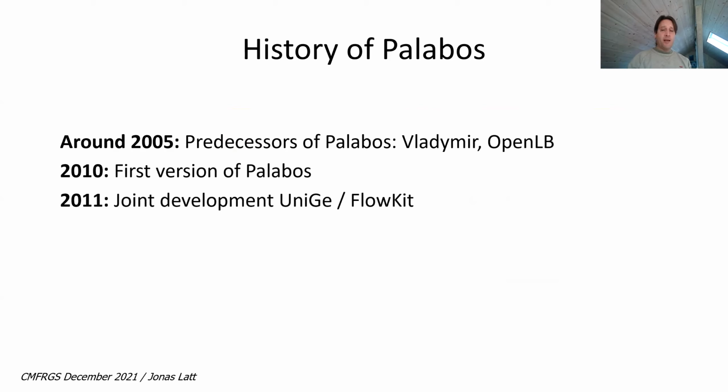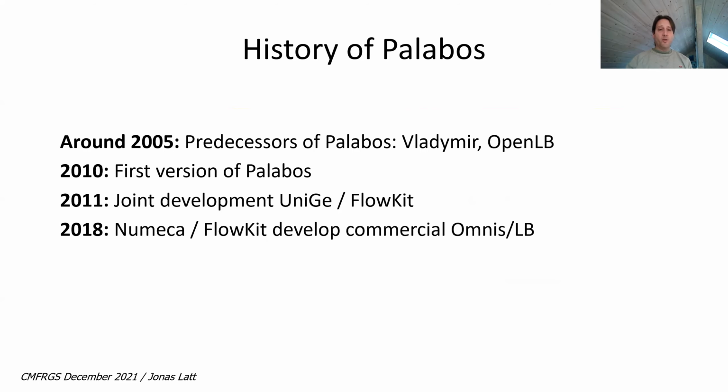In 2011, we had a startup company, FlowKit, which was commercializing Palabos, which at the same time also remained open source. So the code was developed jointly by the University of Geneva and this company, which then was incorporated into the Numerica company to contribute to the commercial Omnis LB software. And in parallel, you still have the open source Palabos.